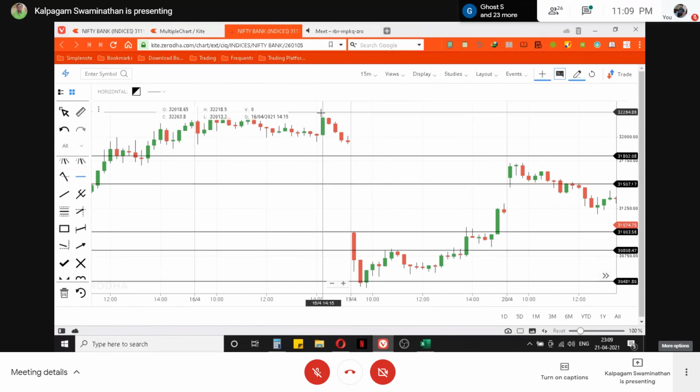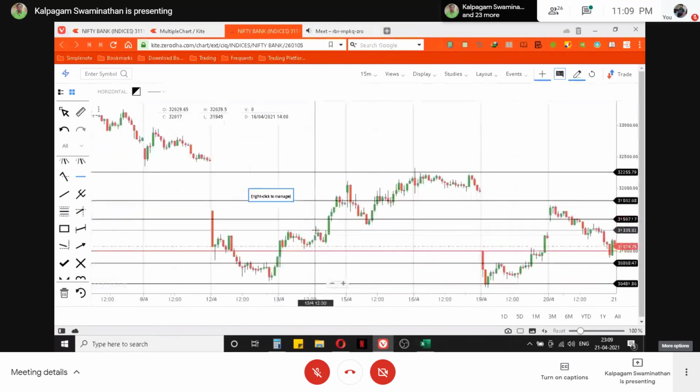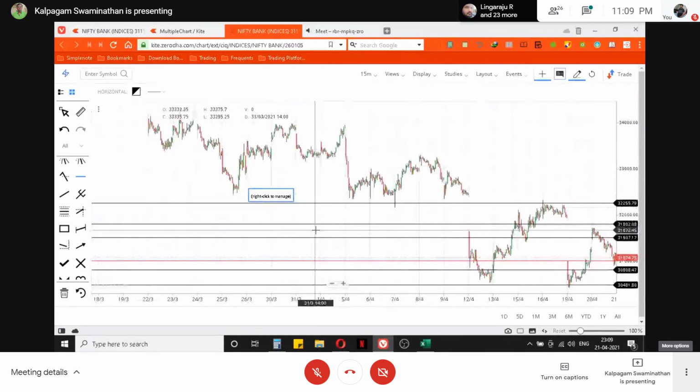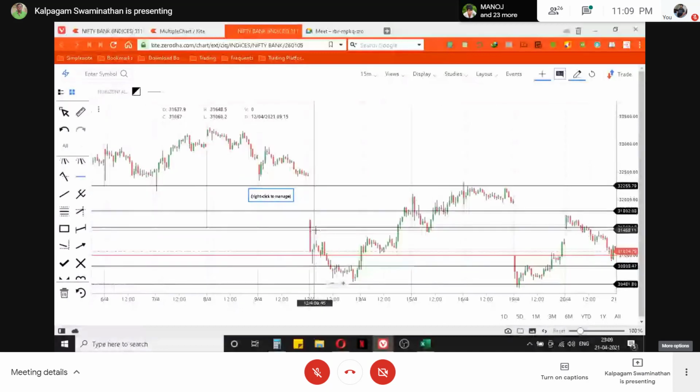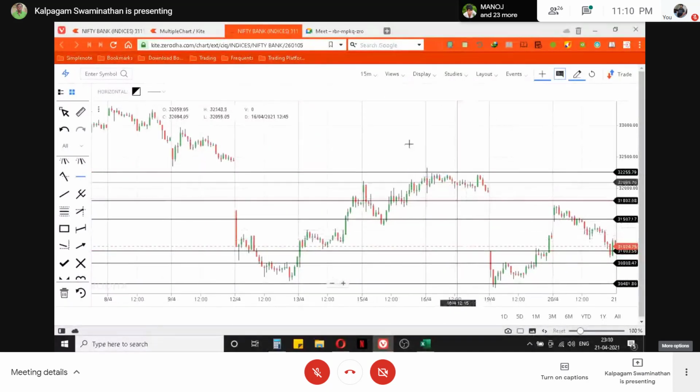Okay, I've clicked all these lines, closing my eyes. Now you zoom out and see. Exactly, all these lines have been respected as a resistance or a support. So don't think it's a scientific process. There's no scientific process in support and resistance. You click a random line also, it will act as a resistance or support.